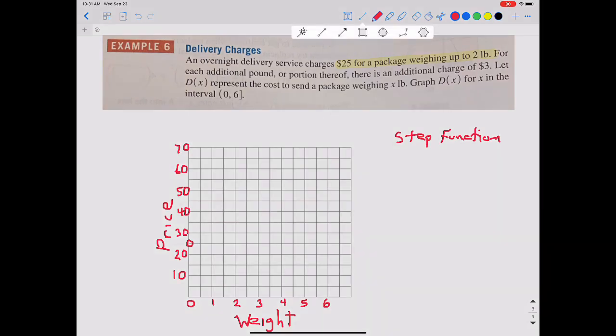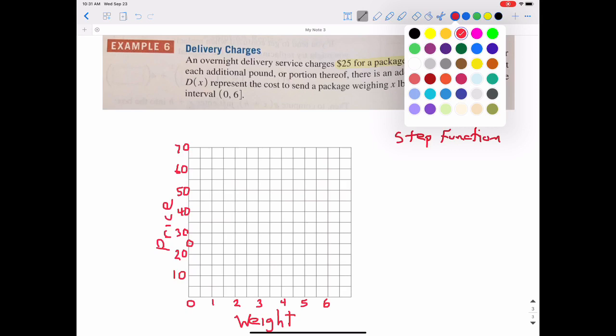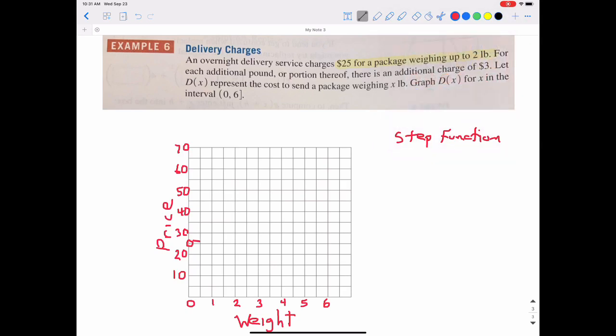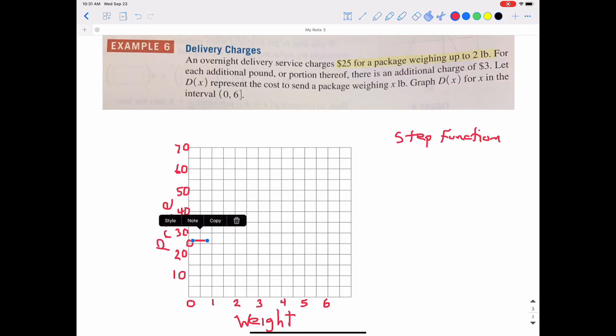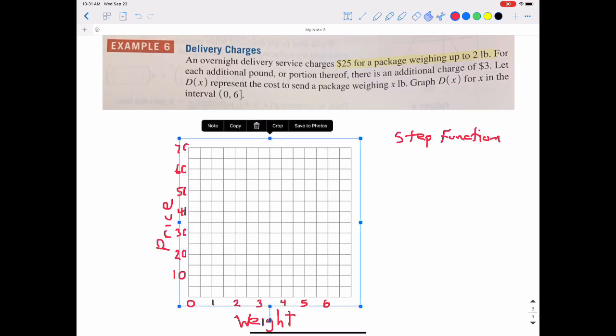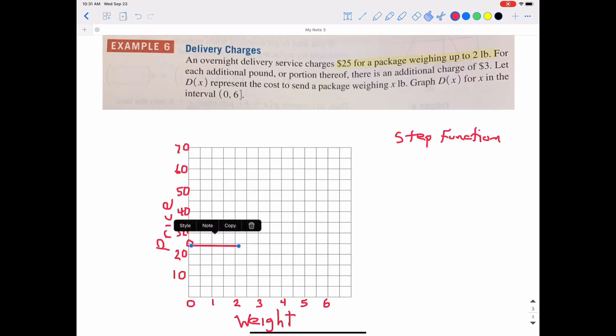And then we will run a horizontal line from there to 2 pounds. Let me do that a little bit better. I don't want to erase that. One more time. So a horizontal line from 0 to 2 pounds. I'm just going to draw it. I am having issues. There we go. That's pretty straight anyway.